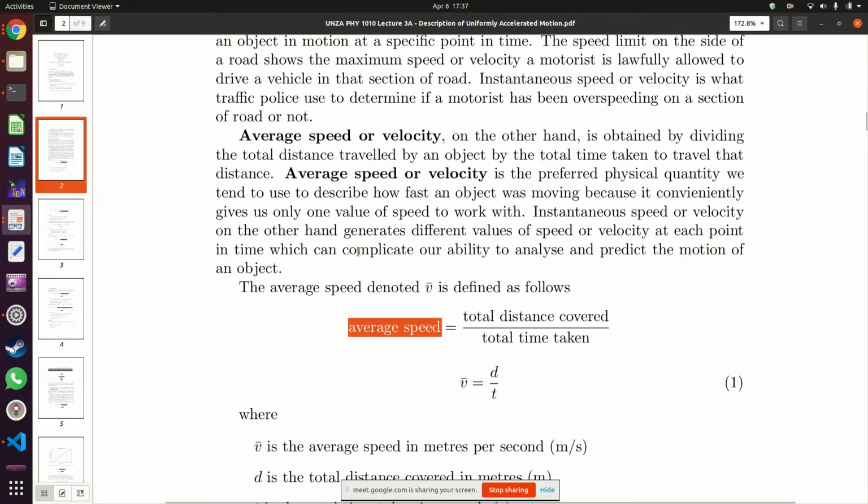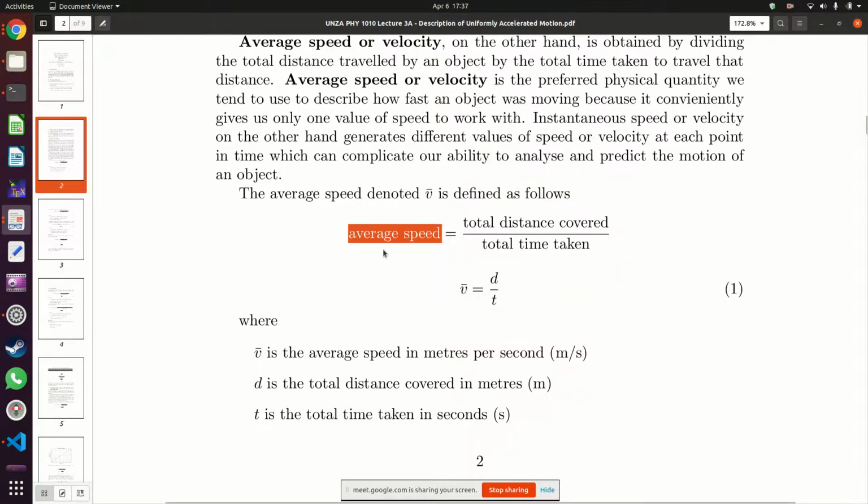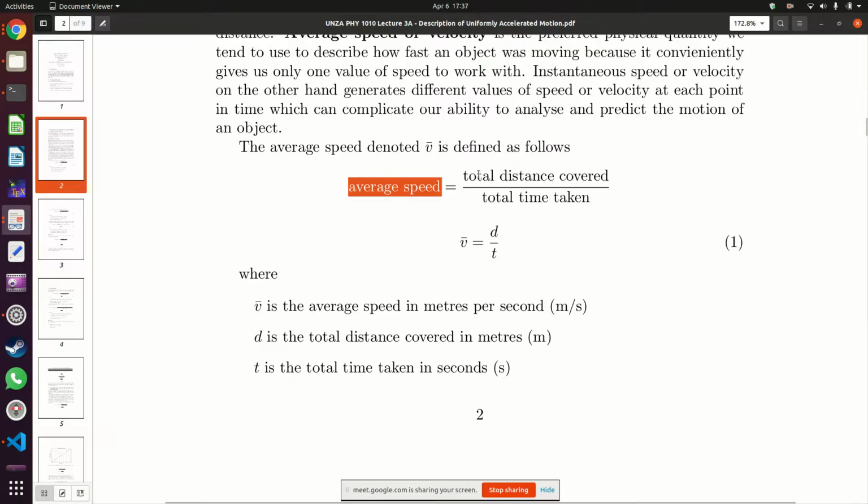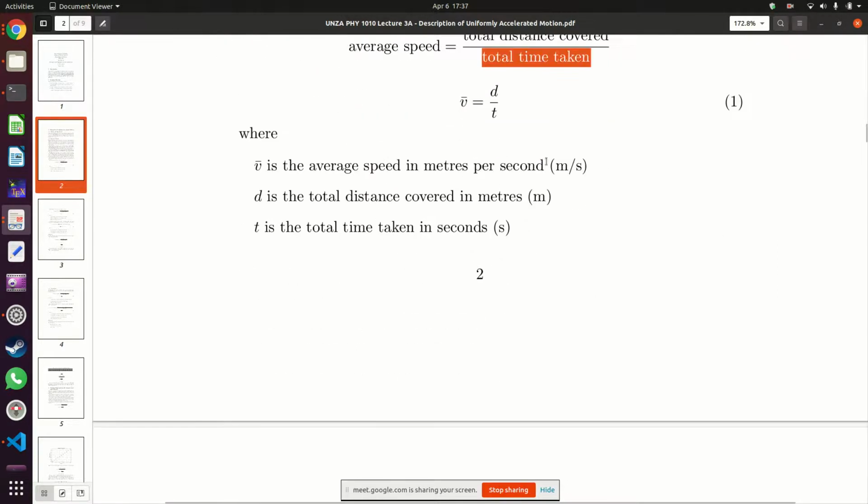So it doesn't tell us whether you hit a speed bump, or there was a pothole, or the road was very smooth and you were moving faster. Average speed doesn't have such information. The total distance covered is measured in meters, the total time taken in seconds. So average speed has units of meters per second.